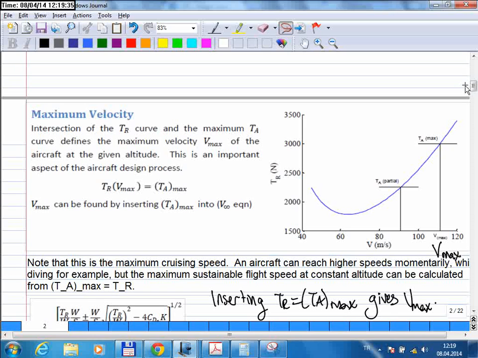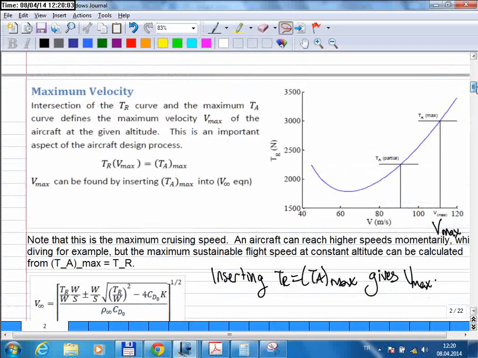If you have a certain type of engine capable of generating a certain amount of thrust force, that is your available thrust. You can take that engine and install it on a different aircraft and it will provide the same amount of thrust force. So the thrust available is independent of the design of the aircraft, whereas thrust required is completely dependent on the design and doesn't depend on the engine type. Okay?